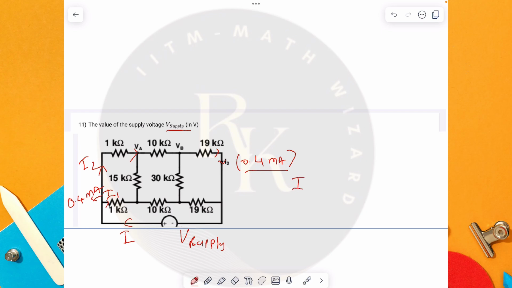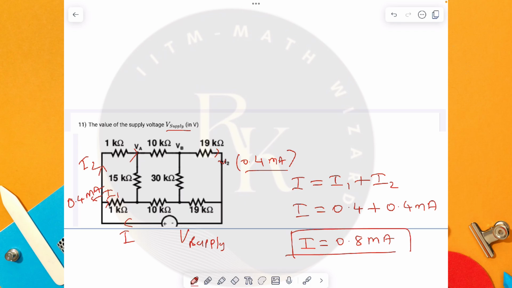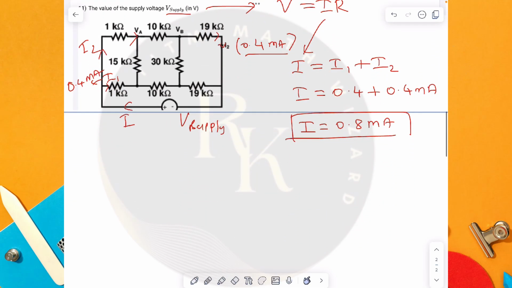So total current I is equal to I1 plus I2. I1 we already know is 0.4 milliampere and I2 is also 0.4 milliampere, and the total current will be 0.8 milliampere. Understand? I'll say why we are solving this. For V supply, what is the formula of our voltage? The potential difference V is equal to IR. For that, the current values we have now found out. Now we should focus on the resistor values. Now let us solve how to find the value of resistors.